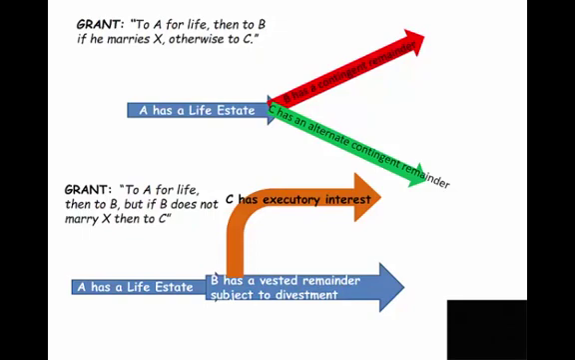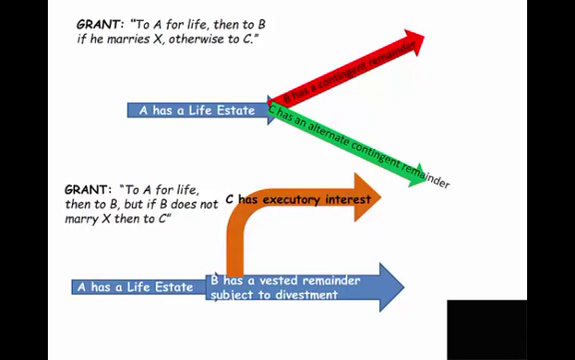A, again, has a life estate, right? And what we have here are alternative contingent remainders. B's remainder is contingent on B marrying X. C's contingent remainder is contingent on B not marrying X. Both of those grants are contingent.